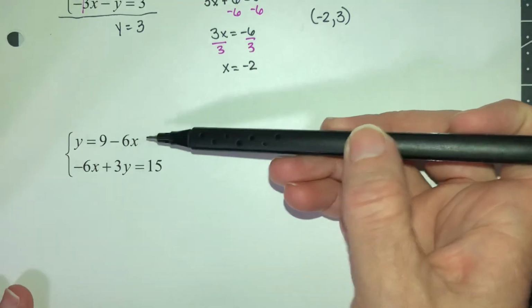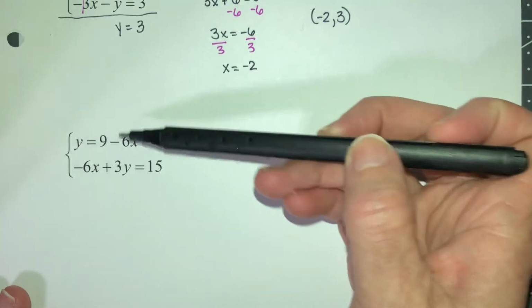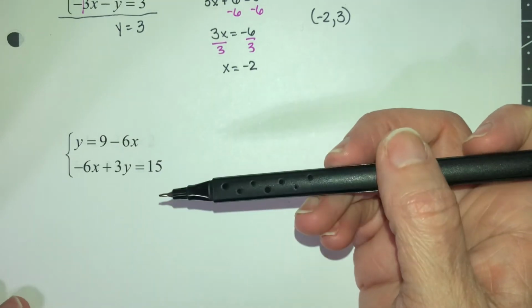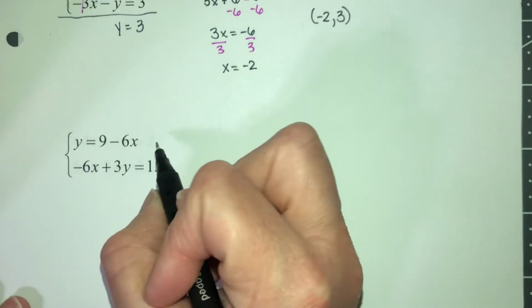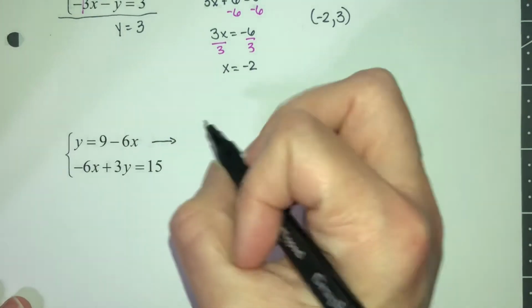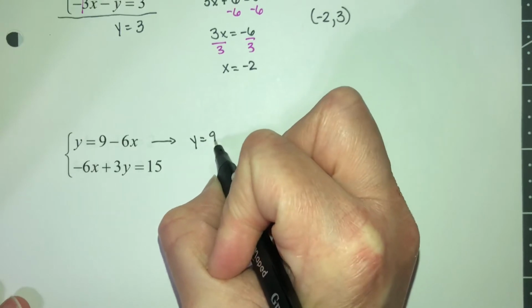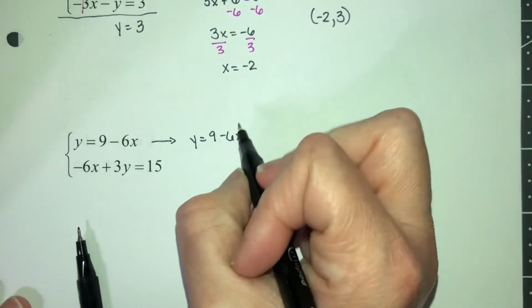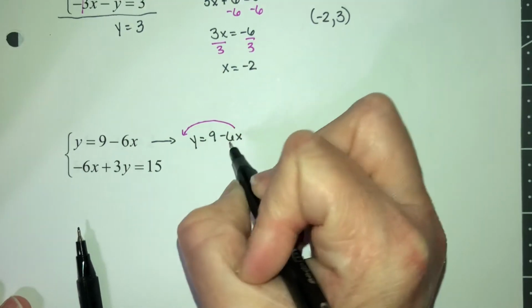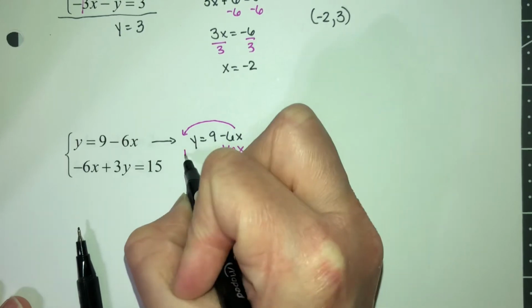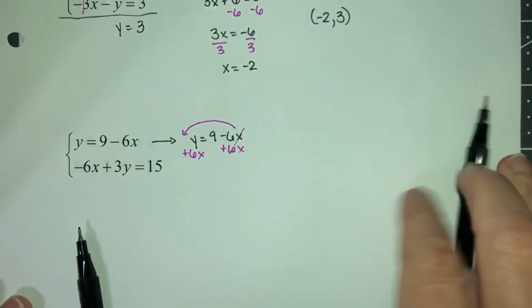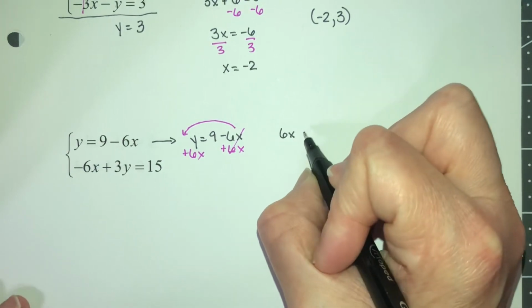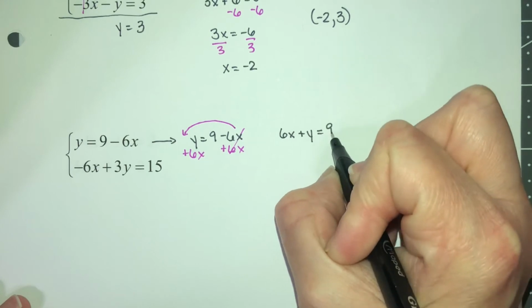You may notice on this problem that we don't have our x and our y on the same side. When you're trying to solve by elimination, you really want that to happen. So my first step here is I'm going to take this equation and I'm going to rearrange it. I'm rewriting it right now. Okay, so I want my x and my y on the same side. So I'm going to move this 6x over to here by adding 6x to both sides. That cancels as it should. So my new first equation is 6x plus y is equal to 9.